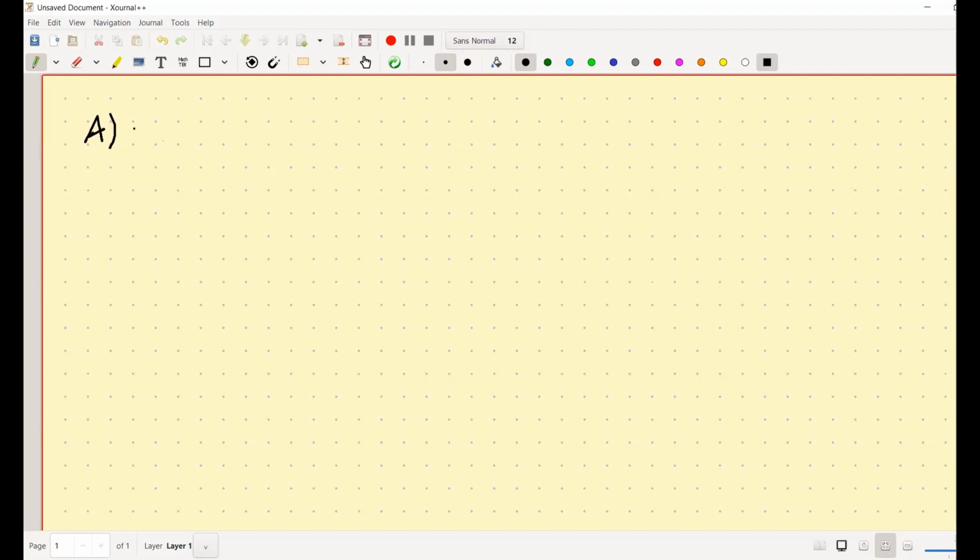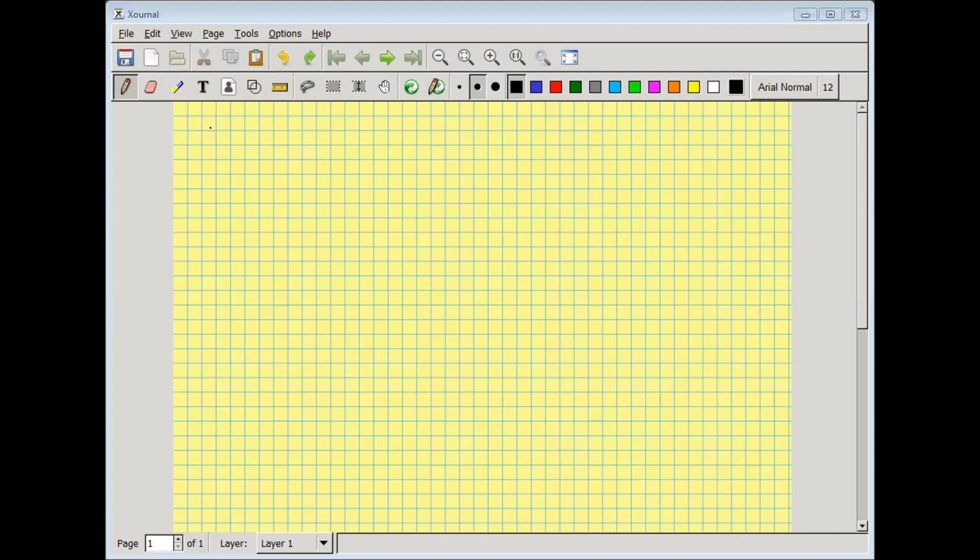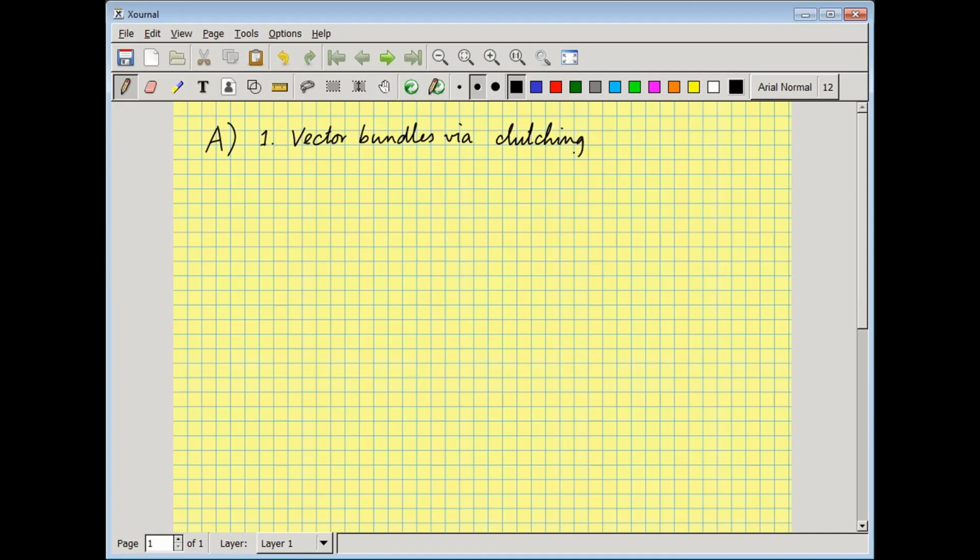So we want to start. We're going to talk about part A, and the first part is going to be vector bundles via the notion of clutching data, or more generally the notion of transition data. And what does it really mean?